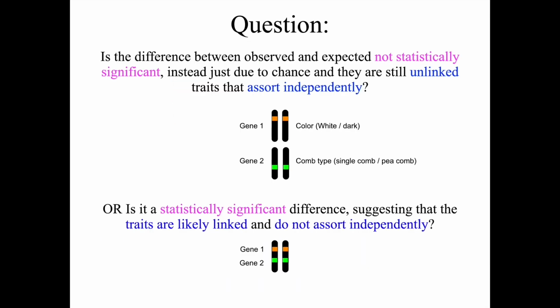So is the difference that we are observing between the observed and the expected not statistically significant? It's actually just due to chance, and certainly these genes are unlinked and they do assort independently? Or is it possible that this is actually a statistically significant difference? And if it is, then maybe these traits are not unlinked. They're actually linked and they don't assort independently. And this is what we're going to try and deduce the answer to.